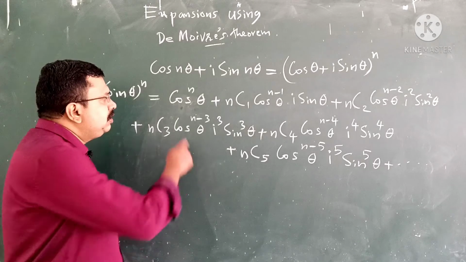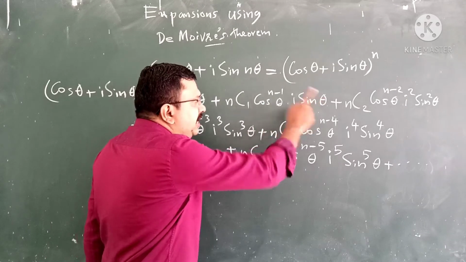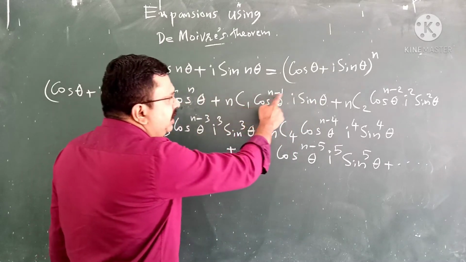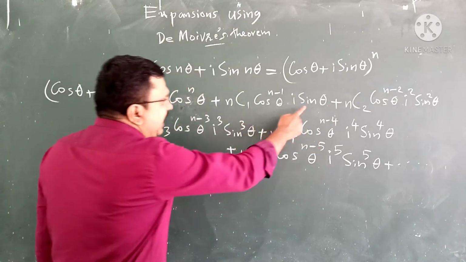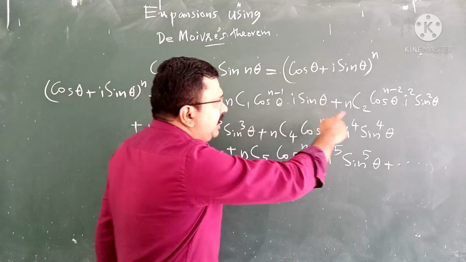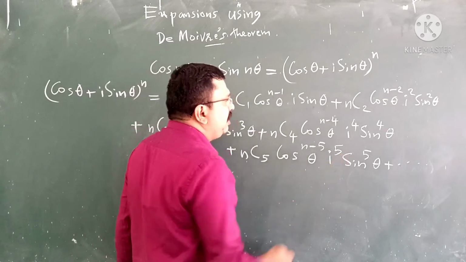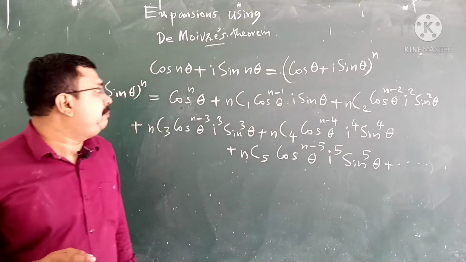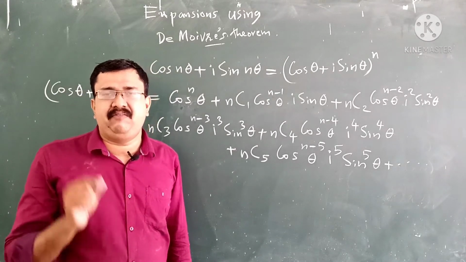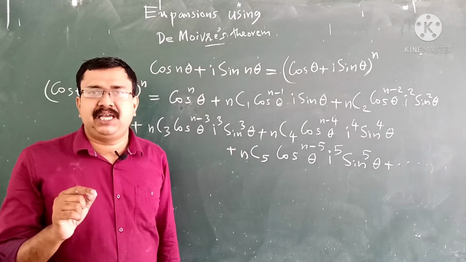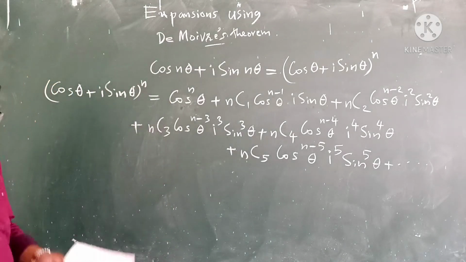Here the degree of cos theta decreases and the degree of sin theta increases. That is n will become n minus 1, n minus 2, n minus 3, n minus 4, n minus 5. Here sin raised to 1 theta, sin theta, then it will become sin square, sin cube, sin raised to 4, sin raised to 5. Remember that our first term is cos theta and our second term is I sin theta. Very important. Okay, please write down this expansion.